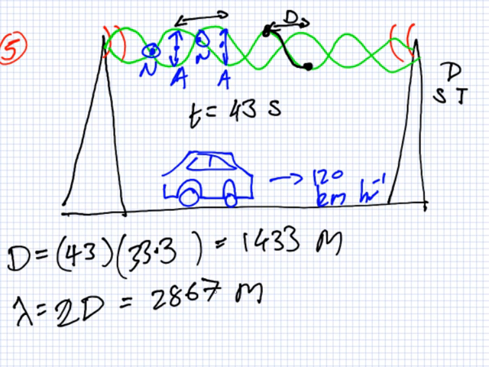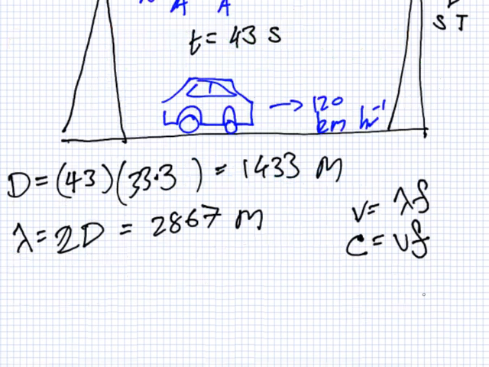Now, we can use the formula V equals lambda F, and here the V is what? It's not 340. What's the speed of this wave? It's c. Remember, always the same. It's an electromagnetic wave, it's a radio wave. So you can get that the frequency is c over lambda.